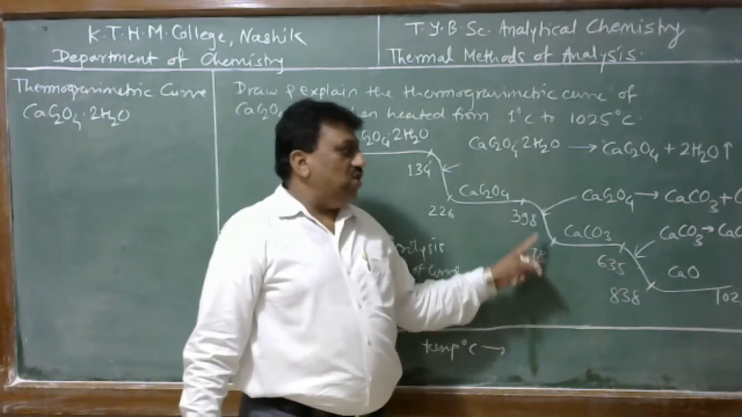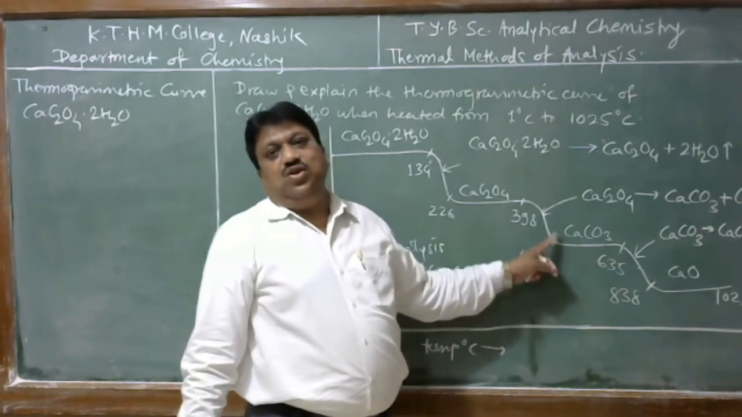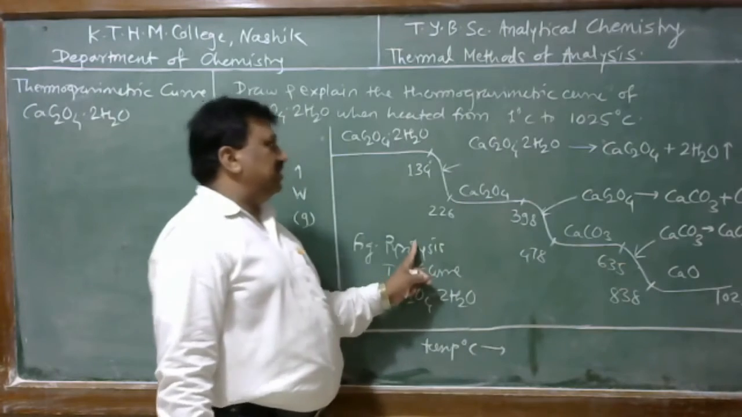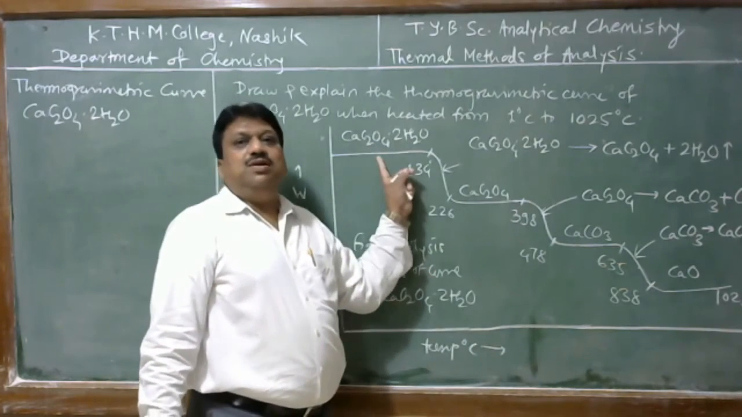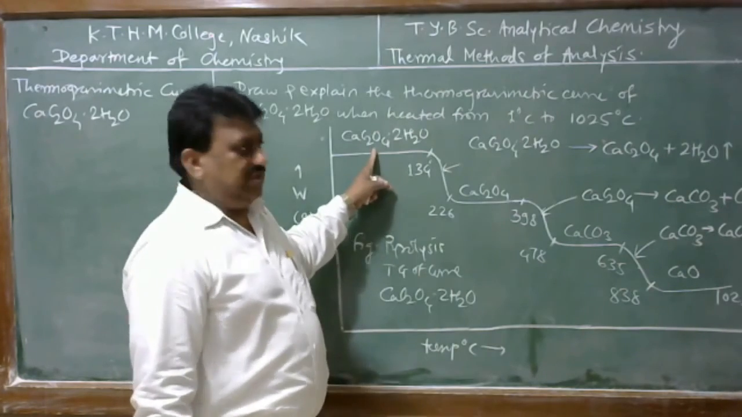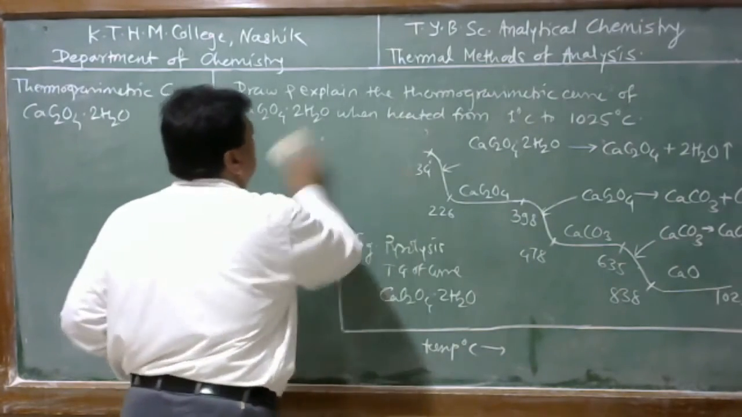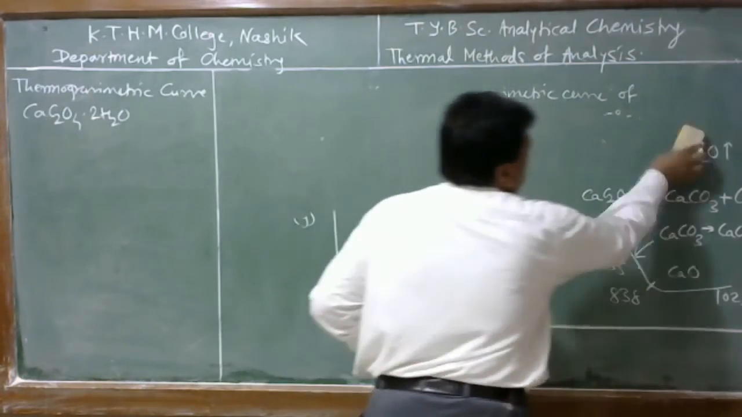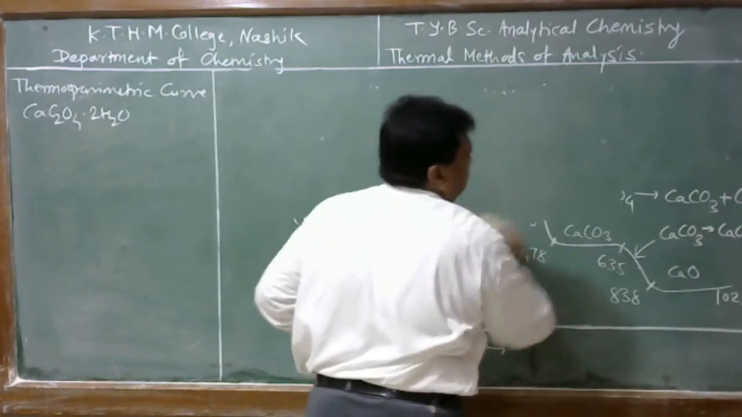Therefore, based on the loss of material in the reaction, we can also utilize this same pyrolysis curve for determination of purity or determination of amount of calcium oxalate. Here, we can solve one problem based on this.